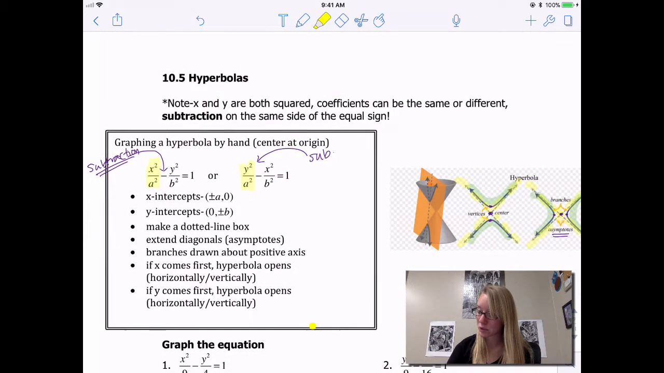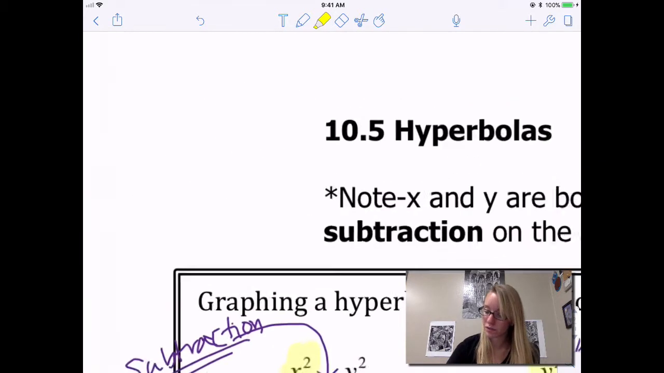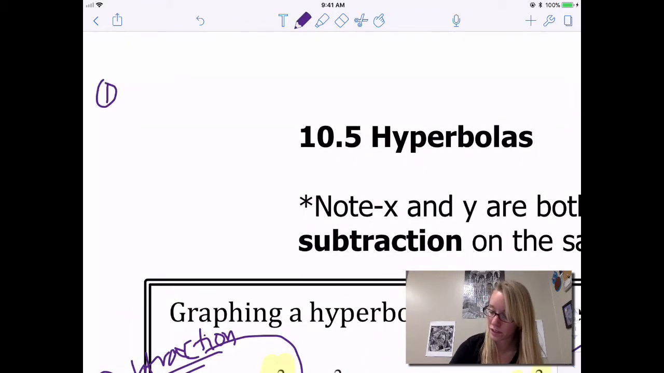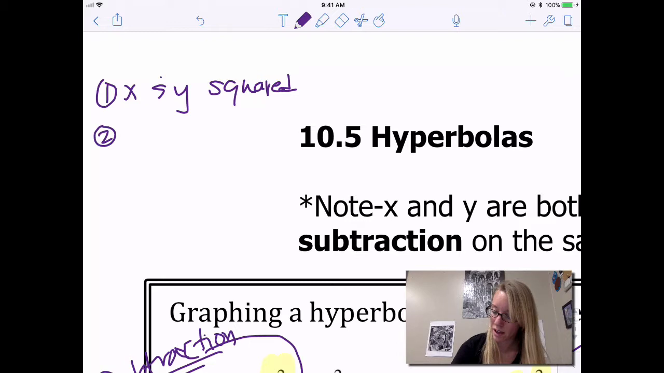These numbers, a squared and b squared, those coefficients can be the same or different. Really, the big thing is that you have an x squared, a y squared, and then a minus in the middle. So I'll even write that here. So x and y are squared, and then we have subtraction.